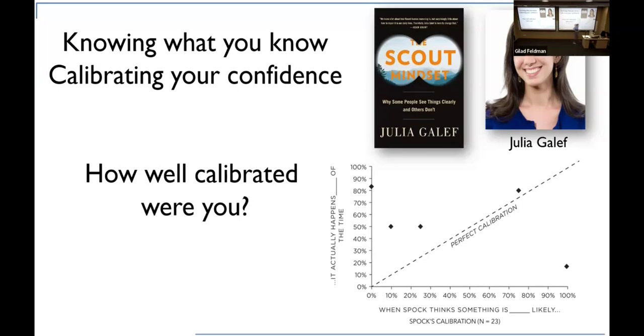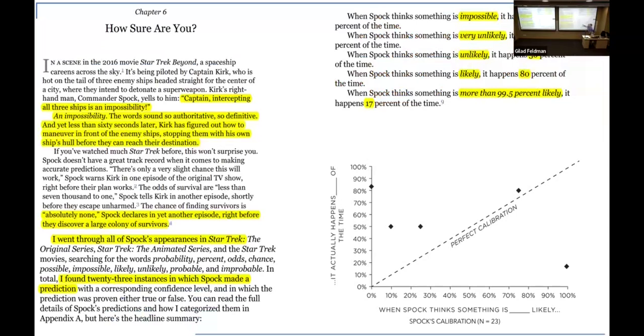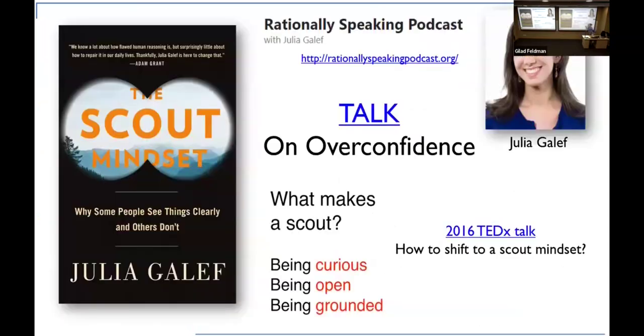And this is what makes Star Trek such a fun series, because he always says to James T. Kirk, Enterprise should not do this because this is an impossibility. And a second later, James T. Kirk takes the Enterprise and does exactly the thing that was supposedly impossible. So there's a lot of quotes to look at if you want to look at this a little bit later. And you can read about this and hear Julia talk about this on a TEDx talk. Very, very interesting book about how to adopt the scout mindset.